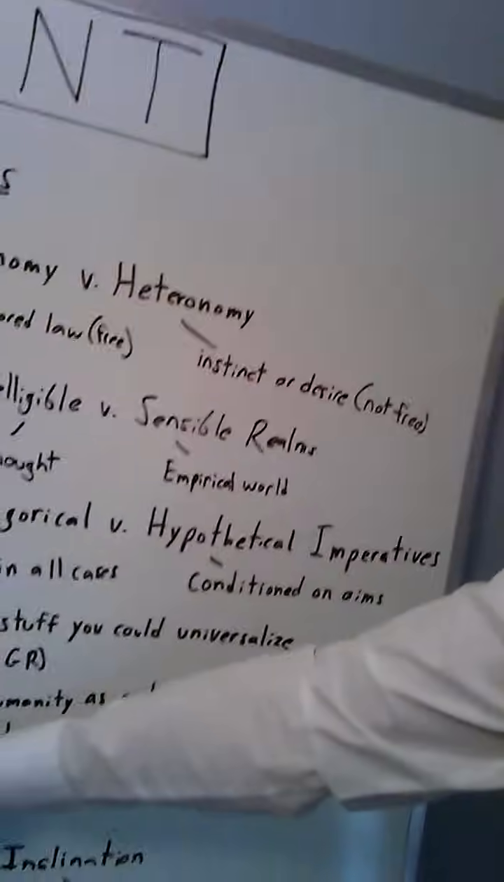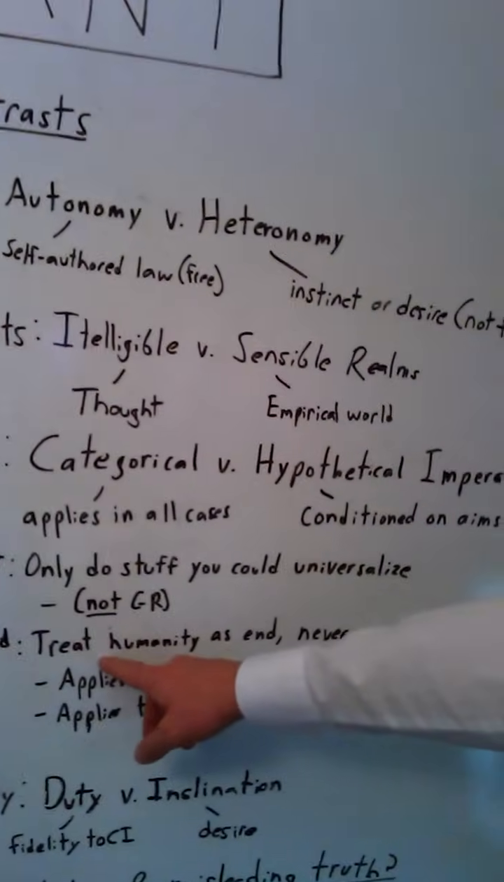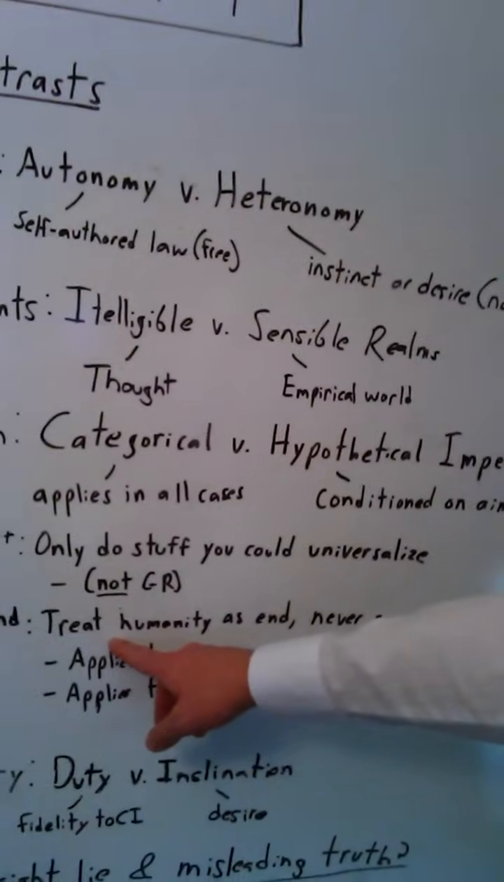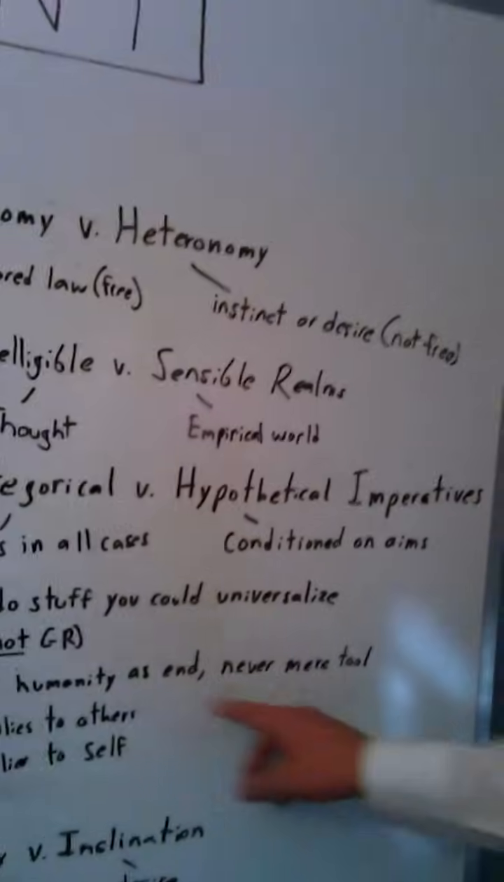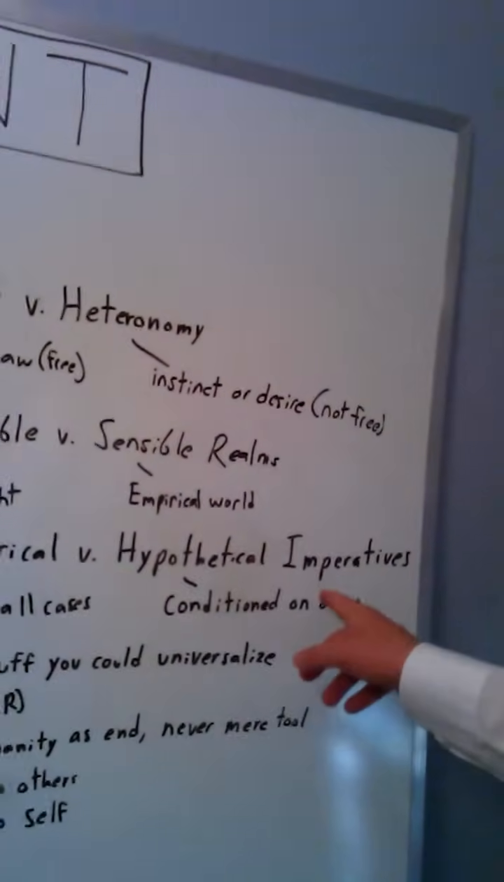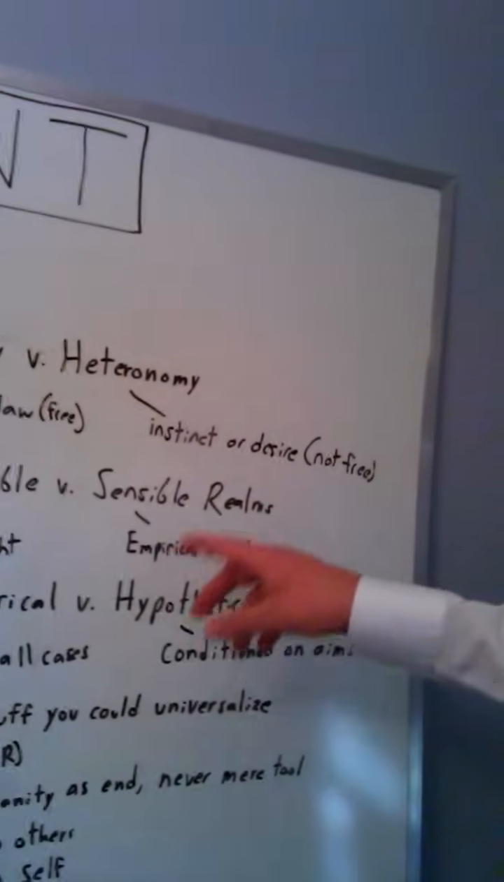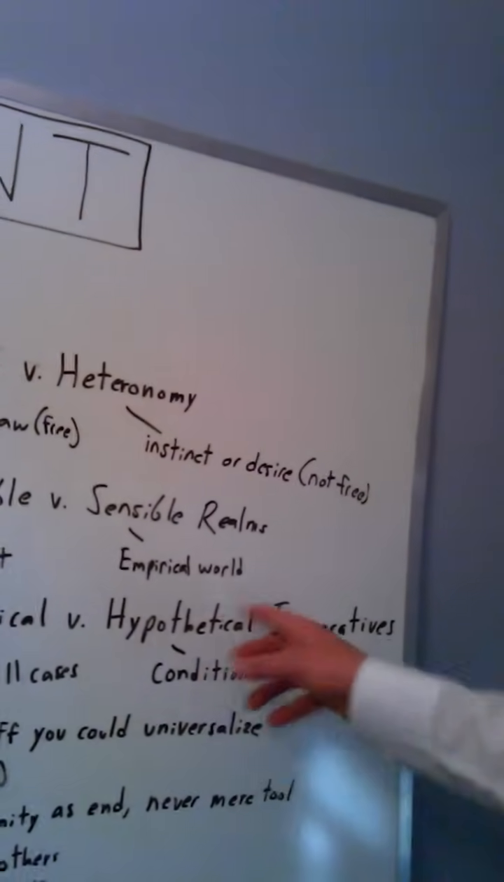The second formulation of the categorical imperative is that we ought not treat persons as mere tools. We always should treat humanity as an end in itself and never as a mere tool. An end in itself. Well, up here when you're talking about the hypothetical imperatives, if I want Y, I should do X. Y is the end. That's the thing that you're trying to get. X is the means to that end.